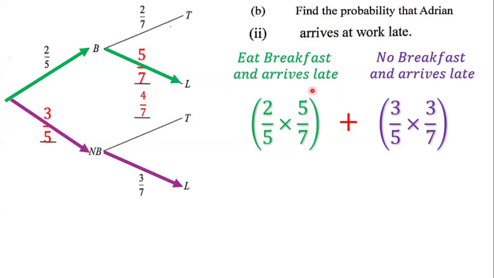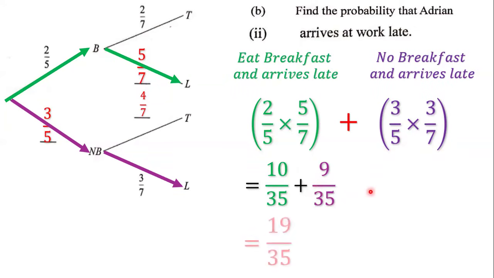And so let's multiply these things out. 2 times 5 is 10. 5 times 7 is 35. 3 times 3 is 9. And 5 times 7 is 35. And we add these two. 10 plus 9 is 19. So we have 19/35. And that's our answer.